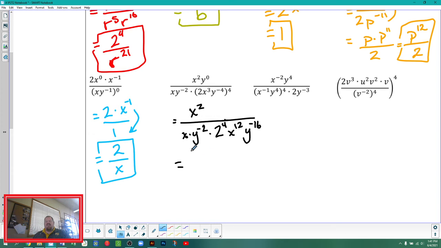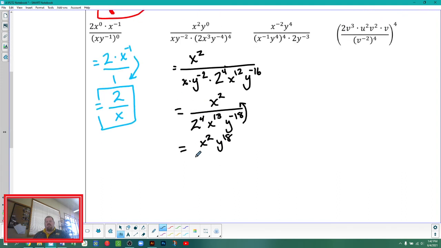Let's combine all of our x's and y's in the bottom before we focus on moving anything. I'm going to have my 2 to the 4th first, x to the 1st and x to the 12th is x to the 13th, and my y's would be to the negative 18th. I'm going to move my y up. X squared y to the 18th over 2 to the 4th, x to the 13th.